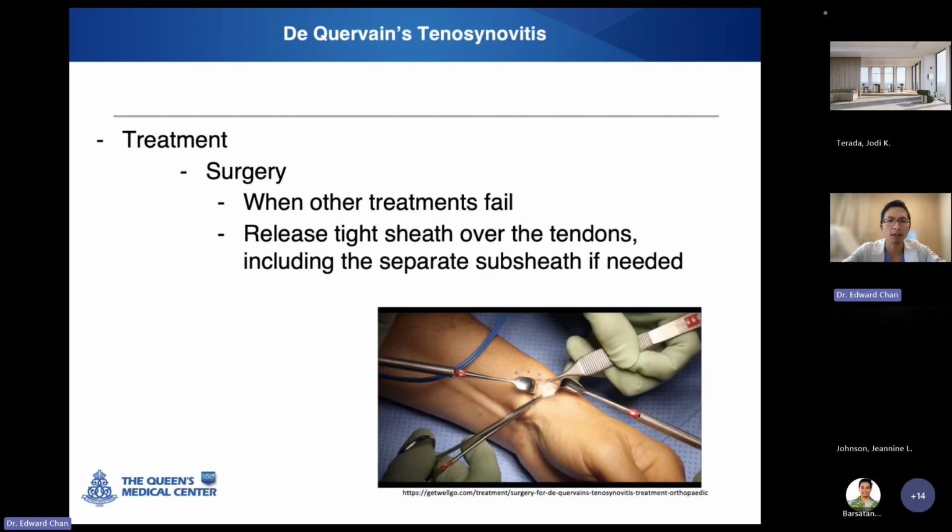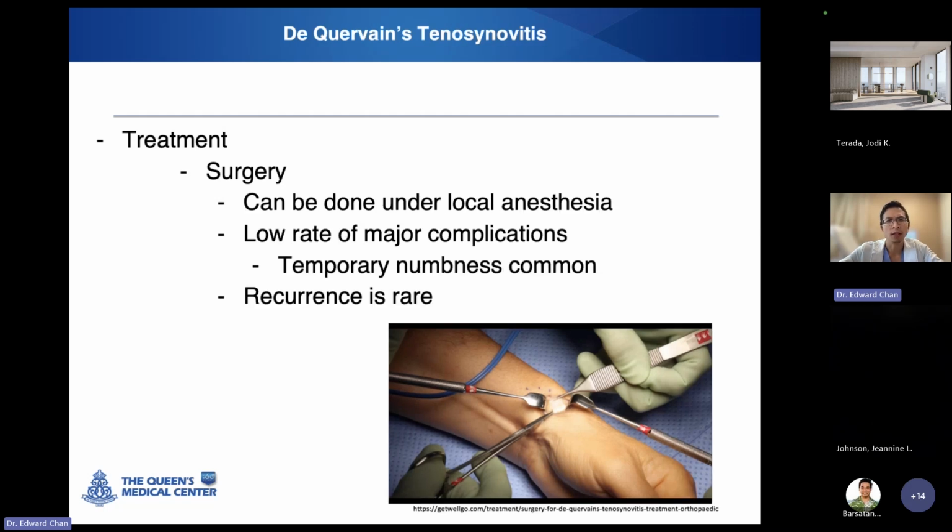So again, treatment for definitively making this go away, if everything else fails, is the surgery to release the sheath. Again, similar to the trigger finger, it's basically snipping open this tight band, this tight sleeve over the tendons, and you can just feel everything getting more air and relaxing, without the tightness over it. And that picture there shows you an example of the cut that we do in surgery. Again, pretty small cut, so it's a minor procedure.